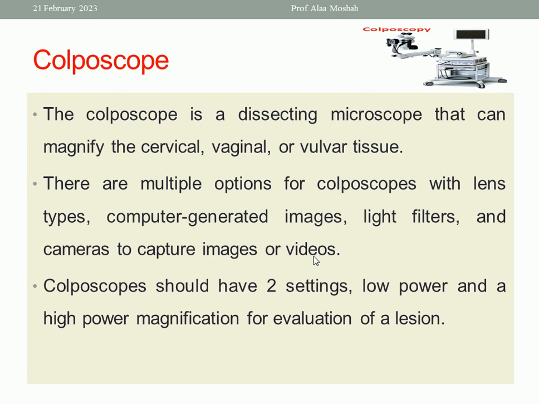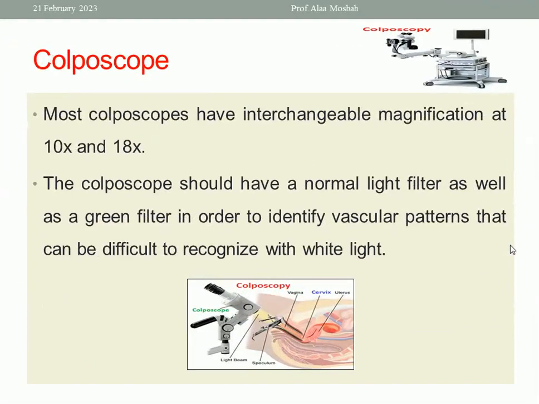So, what is the colposcope? What is the description of the colposcope? As you see in this picture, this is a colposcope. This is a dissecting microscope that magnifies the cervical, vaginal, or vulval tissue. There are multiple options of colposcope: high and low power settings, different lens types, computer generated image, light filters, a camera to capture image or video, and of course a monitor. You can see the details on this monitor. This helps the colposcopist very much.